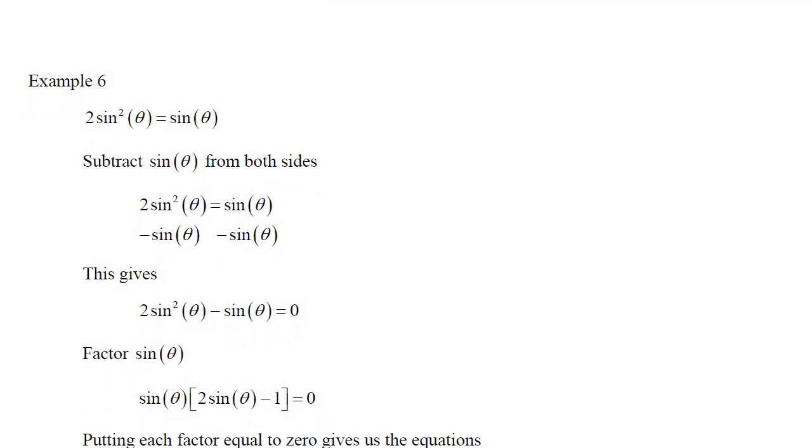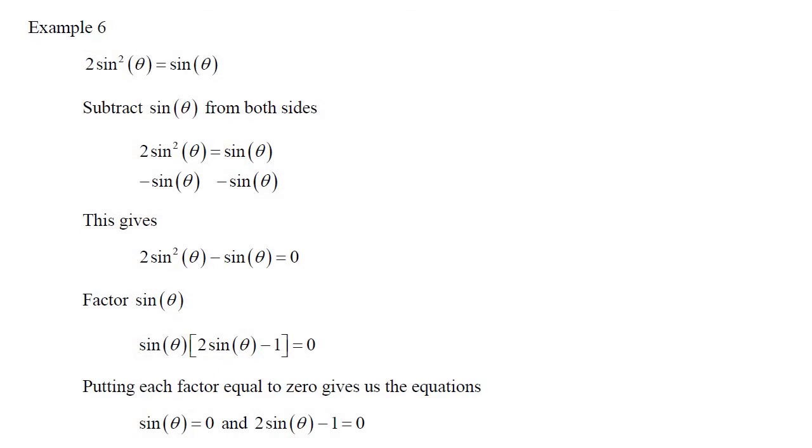Alright, let's take a look at example number 6. This one also requires a little bit of algebra. So I have 2 sine squared theta is equal to sine theta. So I want to subtract sine theta from both sides. Doing that, that gives me 2 sine squared theta minus sine theta is equal to 0.